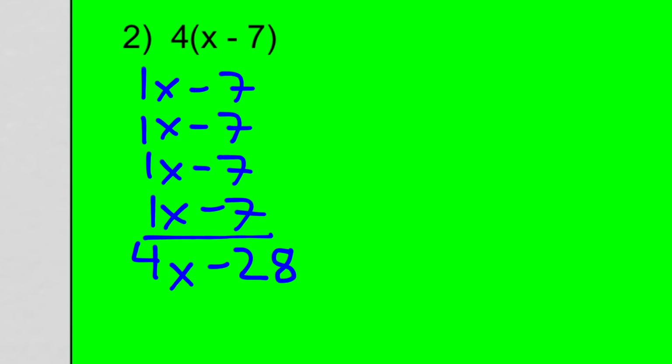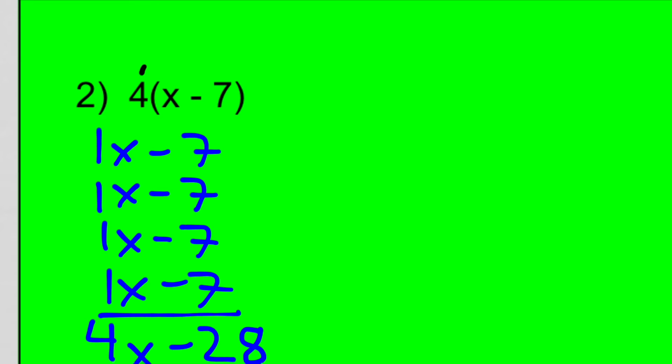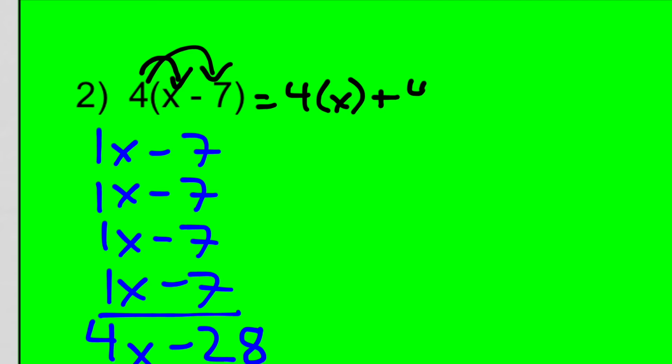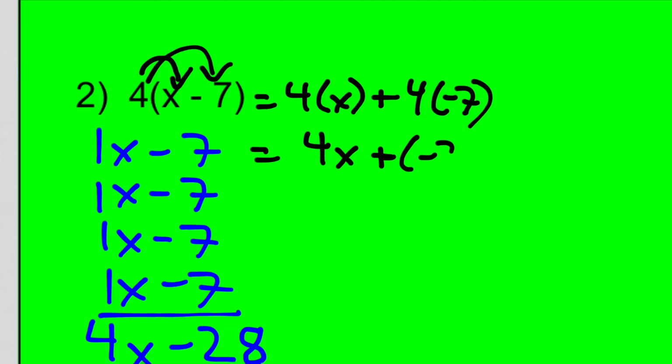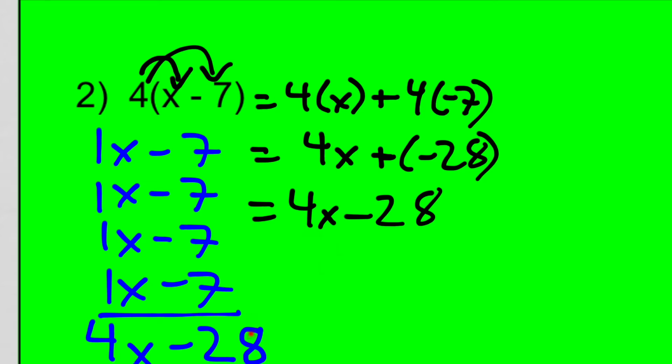If I want to think of this in a shortened version, I distribute the 4 to the x, and I distribute the 4 to the negative 7. So this would be like 4 times x plus 4 times negative 7, remembering that the sign in front of the integer always goes with the integer. So this is going to be 4x plus negative 28, or a simpler way of saying that is just 4x minus 28, which is exactly what we got down here.